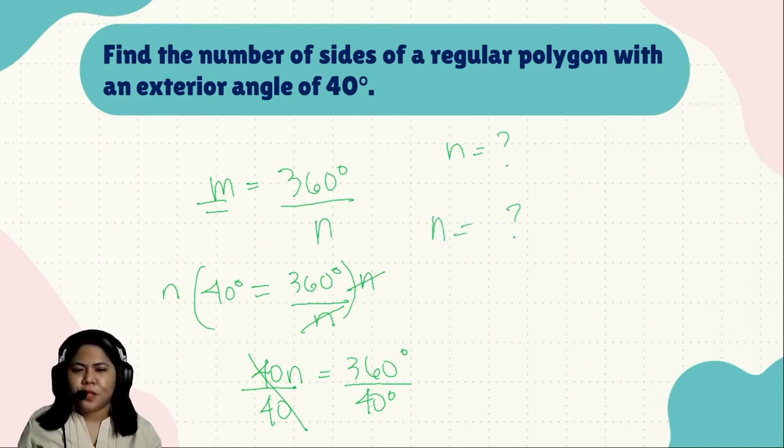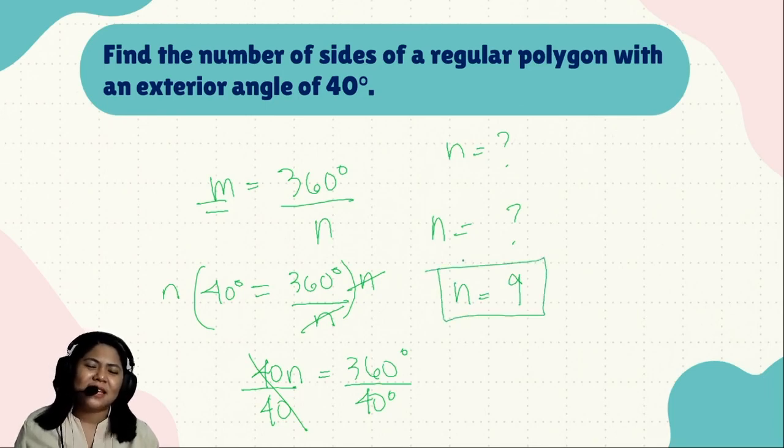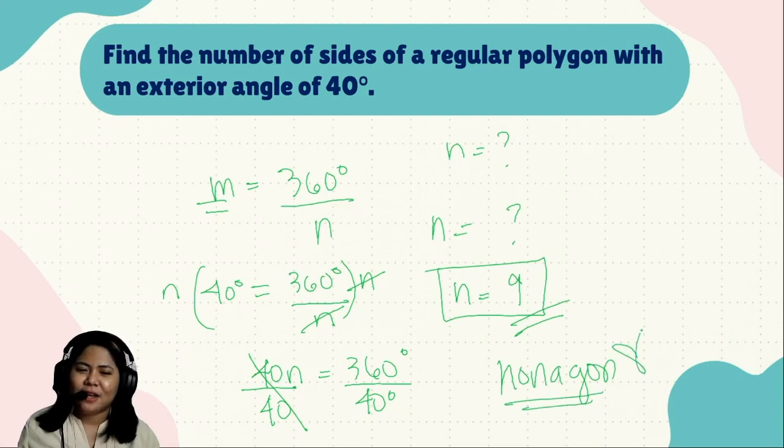Sige nga po. You can type in your answers sa ating comment section. Ano nga ba ang 360 divided by 40 degrees? If you answered 9, that is correct. Therefore, the number of sides of a polygon with an exterior angle of 40 degrees ay 9 sides, which makes it a nonagon. Question so far? None? If none, let's now proceed again.